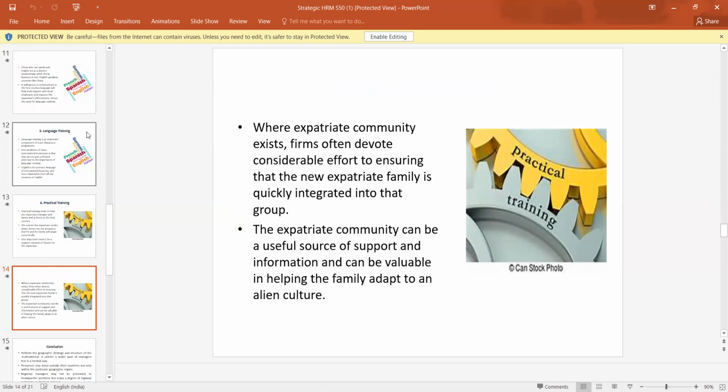Where an expatriate community exists, firms often devote considerable effort to ensuring that the new expatriate family is quickly integrated into the group. The expatriate community can be a useful source of support and information and can be valuable in helping the family adapt to an alien culture.